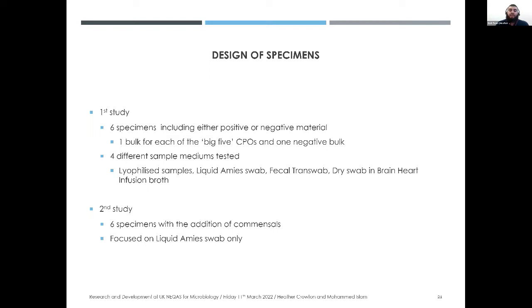A second study was then carried out on 6 specimens. Again, the 5 big CPOs and a negative specimen was selected. In this study, commensal organisms were also included in the bulk material to replicate a more authentic sample that labs will be expected to see when testing patient samples. This study was carried out on the liquid Amies swab sample type only, as this was shown to be the most viable swab type from the primary study, which I will show you the results for in a later slide.